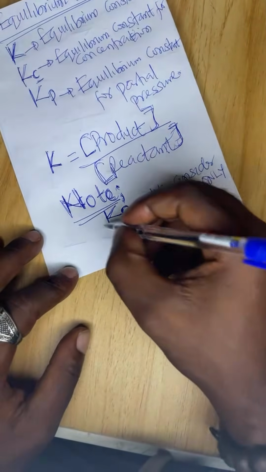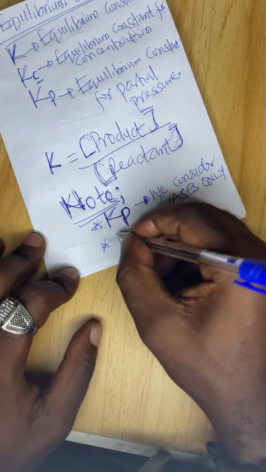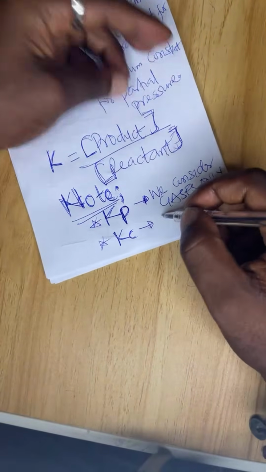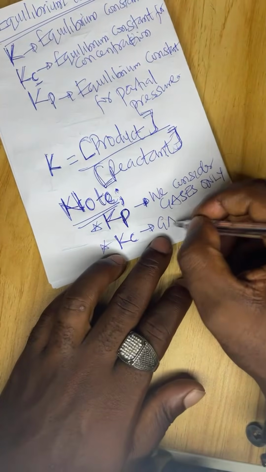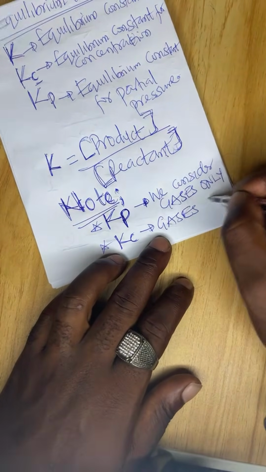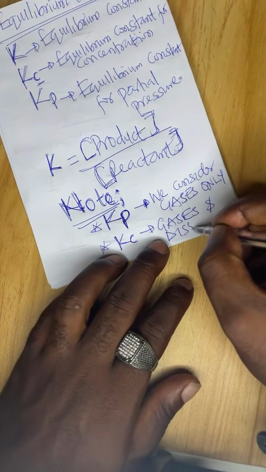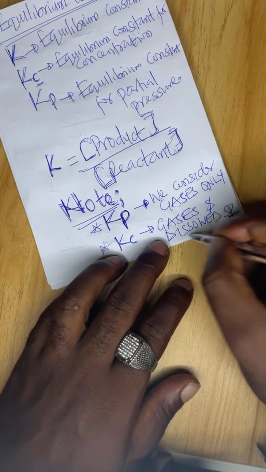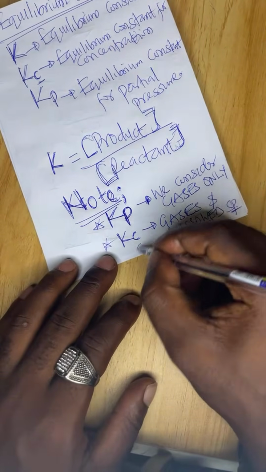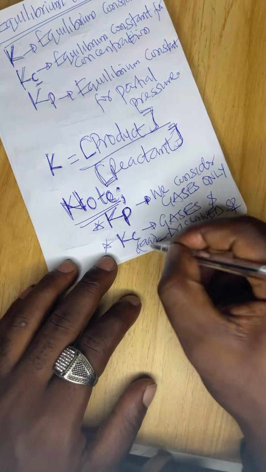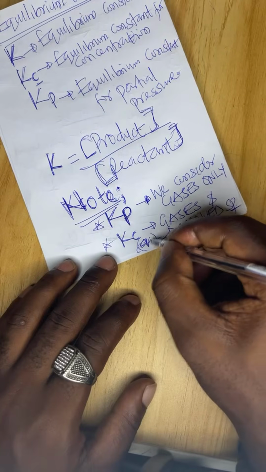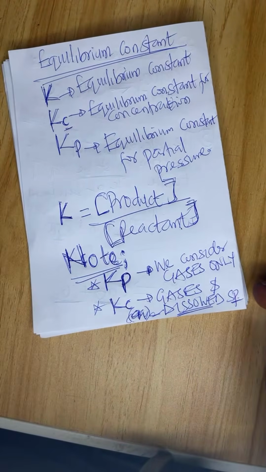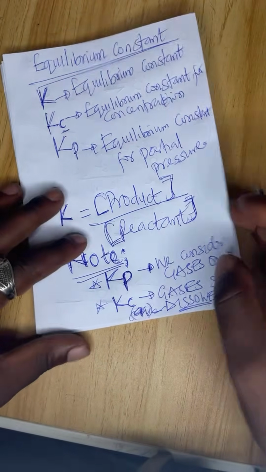What is known now? To write for Kc, this is where it matters. We consider gases and dissolved species. When I say dissolved, I mean aqueous. That's what I mean by dissolved species. Now, from here, what can you say? We don't consider solid and liquid.